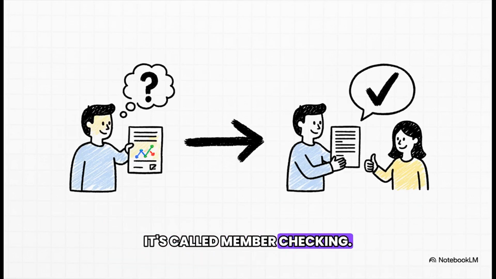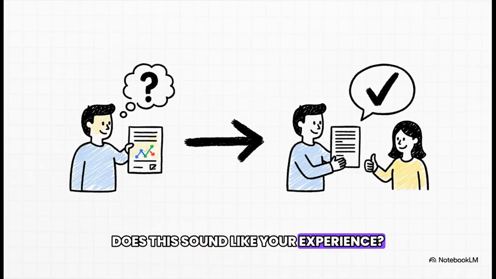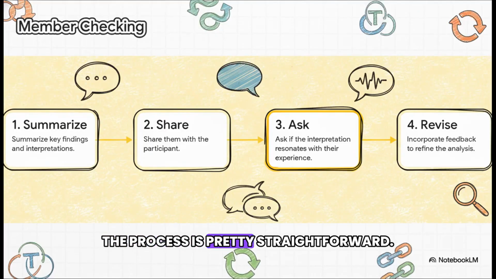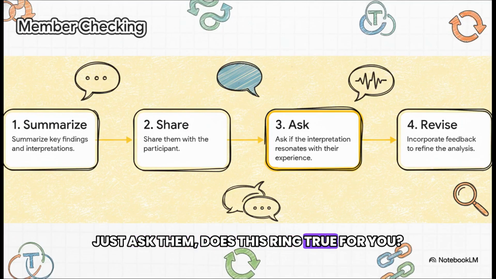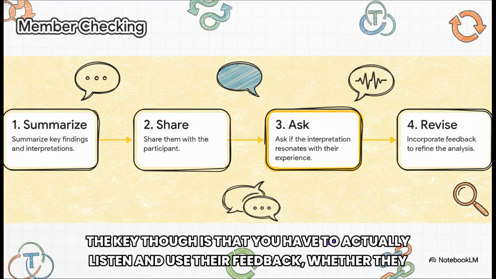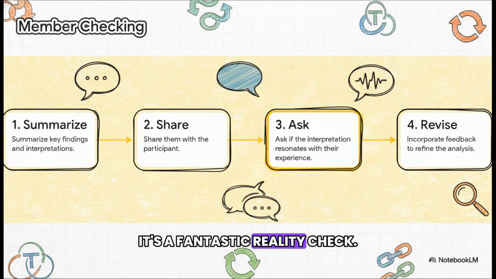All right, next up is a strategy that goes right to the heart of credibility. It's called member checking. And all it really is, is going back to your participants and asking, hey, did I get this right? Does this sound like your experience? The process is pretty straightforward. You summarize what you think you found, you share your interpretation, and then you just ask them, does this ring true for you? The key, though, is that you have to actually listen and use their feedback, whether they agree or they correct you, to make your analysis even stronger. It's a fantastic reality check.